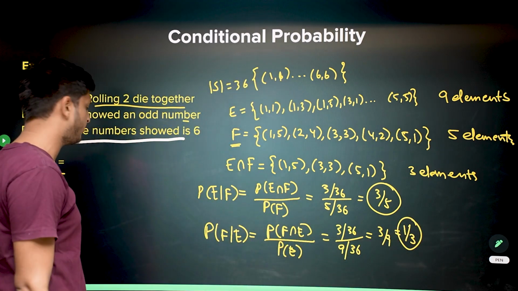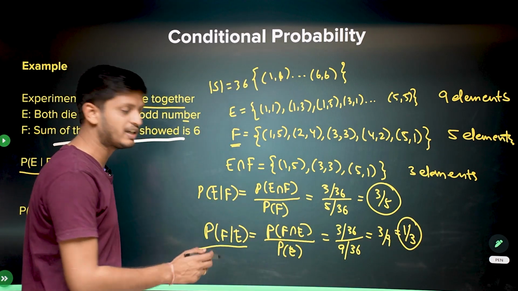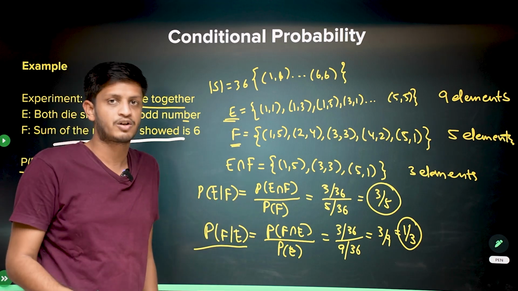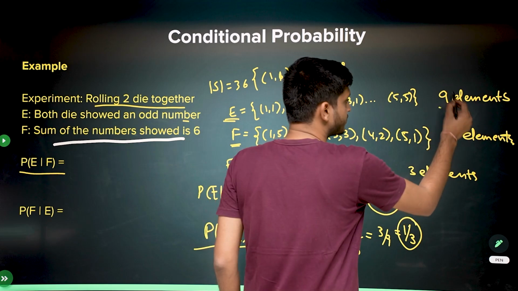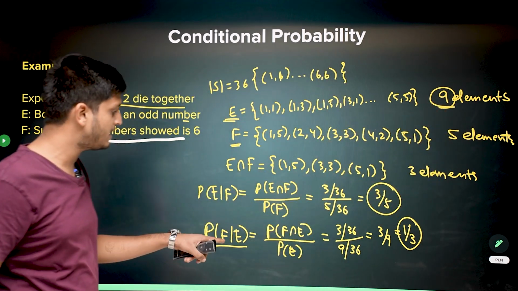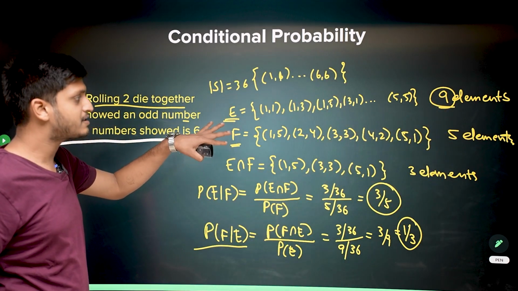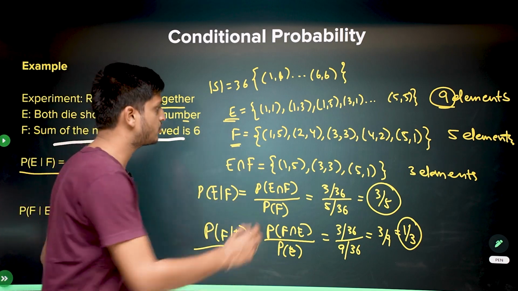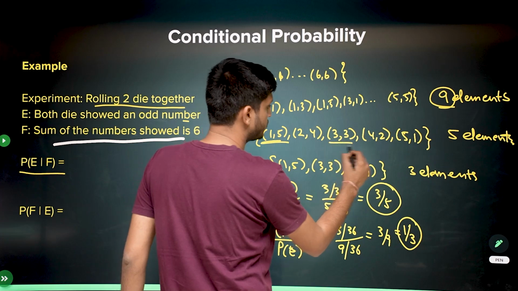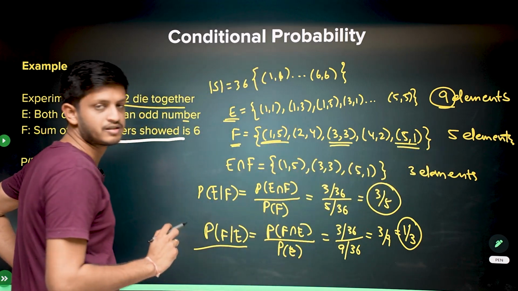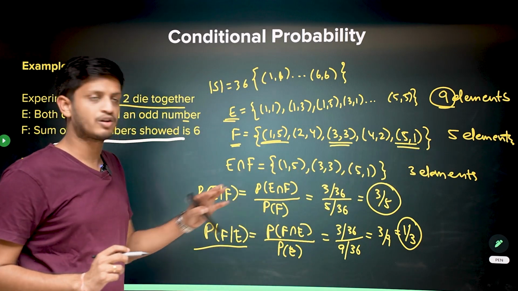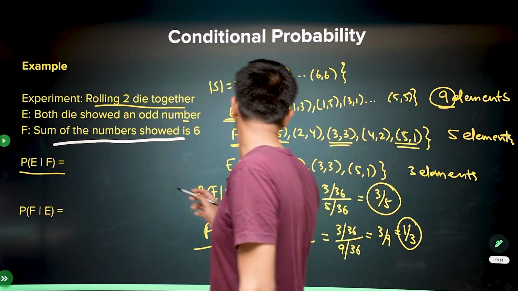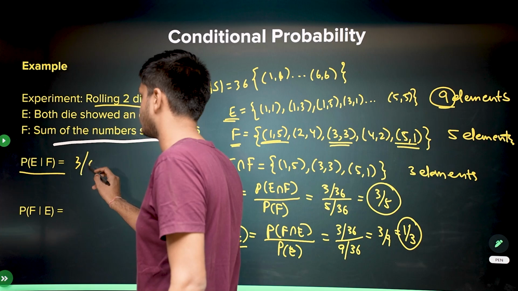Okay, logically also if you see, what is the probability of F given E has already happened? Given that both numbers are odd, there are only 9 such cases. Out of these 9 cases, how many have sum as 6? Only 3 have sum as 6. So that's 3 by 9 or 1 by 3. Like logically also you can say, or you can use the formula. So this becomes 3 by 5 and this becomes 1 by 3.